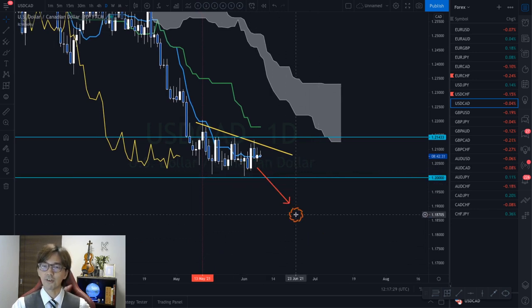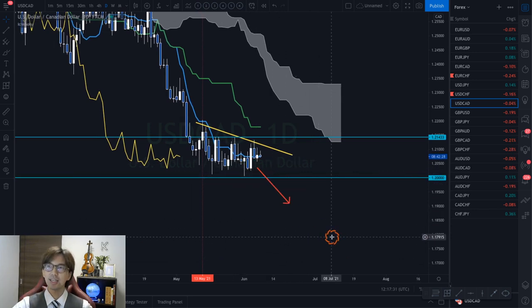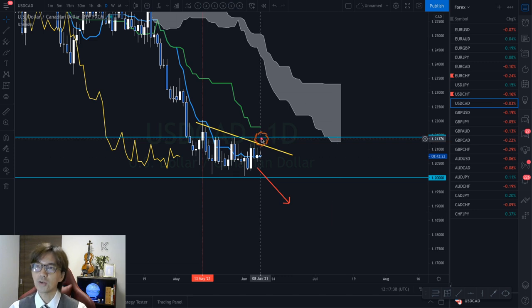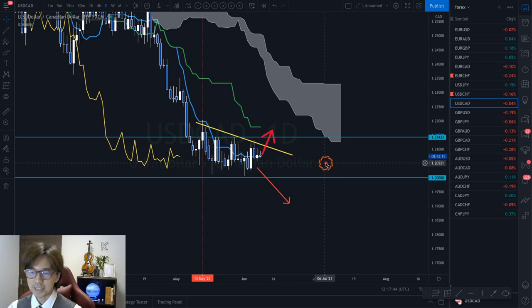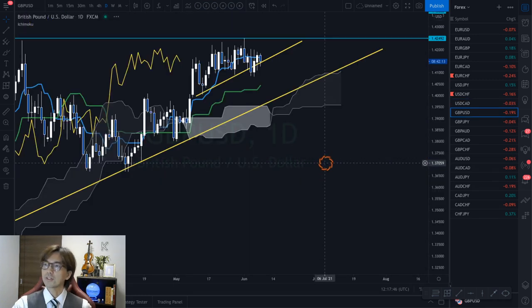I put this arrow because this is downtrending in the long term, but this is still sideways. It could go up also. It could go up to Kijun Sen in this case because it's been just ranging up and down. So I simply pass this one and move on to the pound dollar.